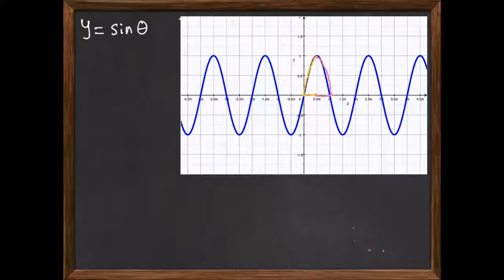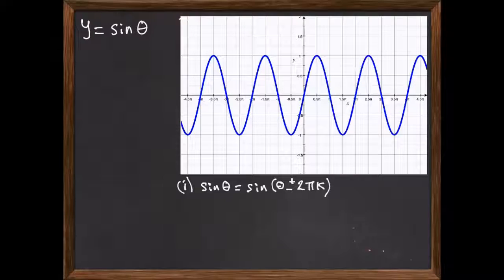After 2 pi, the line OP from the previous slide begins its second rotation about the origin. This is shown in the diagram by the graph of sine theta repeating itself after 2 pi radians, or after 360 degrees. Thus, the sine function has period 2 pi or period 360 degrees. We can express this by writing sine theta equals sine of theta plus or minus 2 pi k, where k is any positive or negative integer.